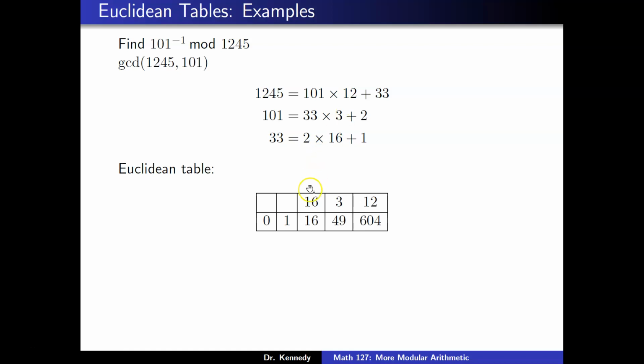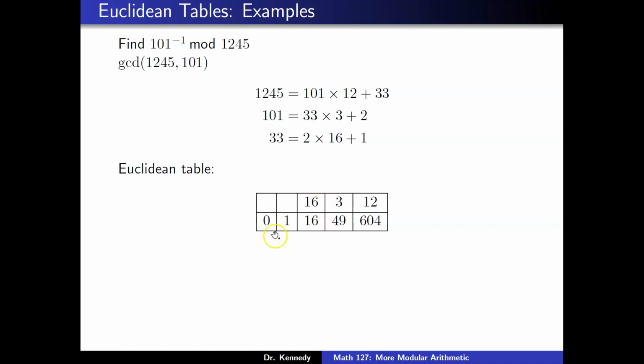So I set up my table as described. I leave these 2 cells blank. Then I put my quotients in reverse order. So I start with my last one, 16, put in 3, and then put in 12. Then I use that formula.